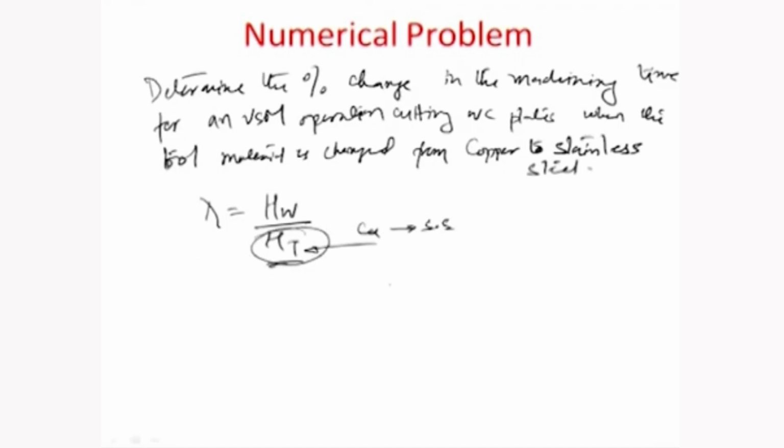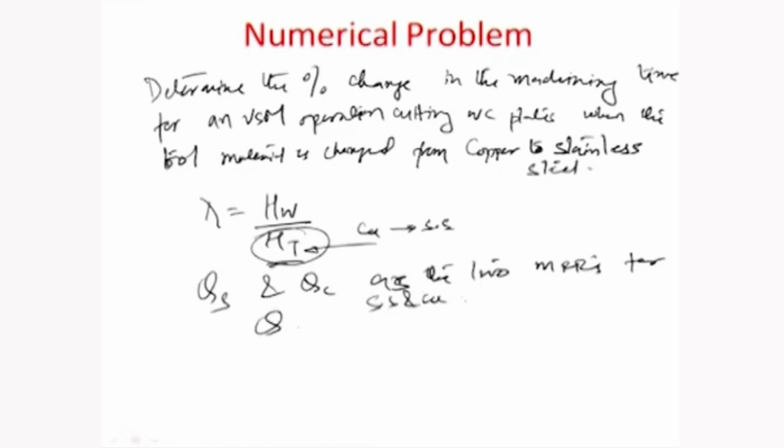So, supposing we had for the different tools QS and QC as the two MRRs for stainless steel and copper respectively, we can easily write that QC by QS is equal to, because nothing else varies, it is only the lambda which is varying, the workpiece remaining the same, tungsten carbide.